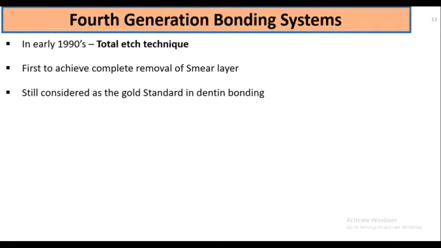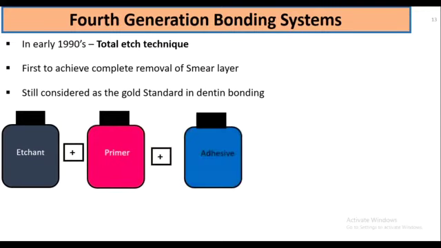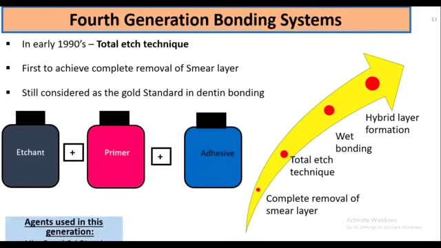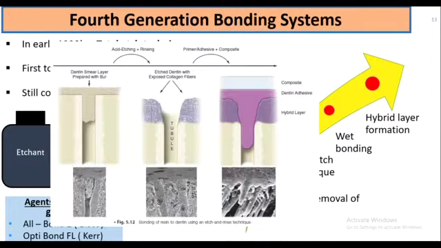Now when we talk about the fourth generation, it is a total etch technique in which they have completely removed the smear layer, and it is still considered the gold standard for dentine bonding. The fourth generation has an etchant, a primer as well as the adhesive, so they have considered the removal of the smear layer. The examples are All-Bond 2 and OptiBond FL.